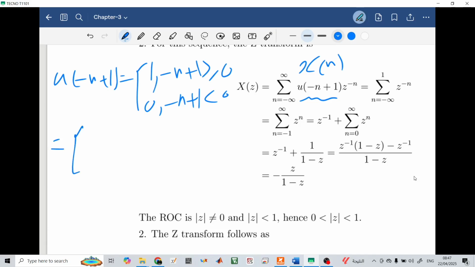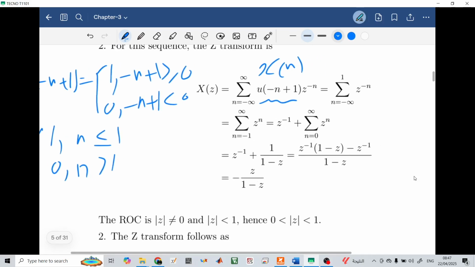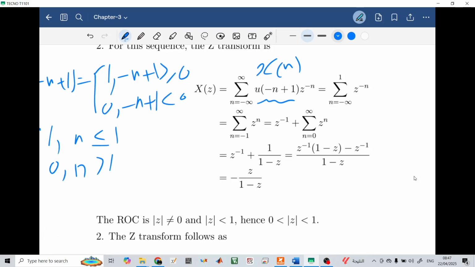This means that it is 1 when n is less than or equal to 1, 0 otherwise, so n should be greater than 1. Okay, so when we plug this definition here, we get all the terms from minus infinity, right? Less than 1, until 1.